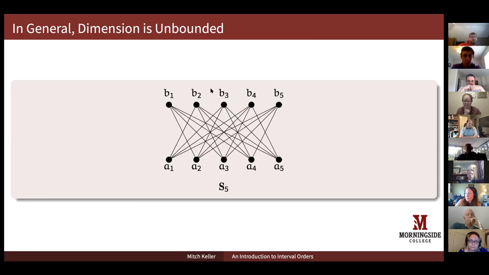Put the A's in whatever order you want. Put the B's in whatever order you want. But you've got to get every Ai over the corresponding Bi somewhere. How many of those could you have going on at the same time? So if I put A1 over B1, take a minute and think about where the other things have to wind up.